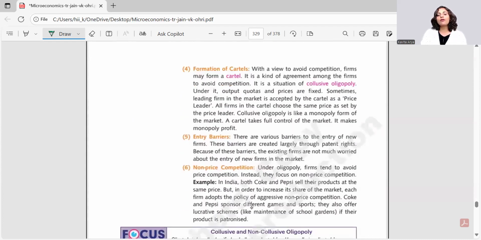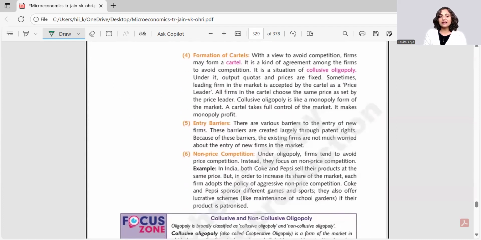Then we talk about the formation of cartels. Cartels, as I talked about, also become one of the major reasons of the monopoly market form. So to avoid the competition, right, they create cartels, they unite with each other, and that type of oligopoly is called collusive oligopoly. Collusive means if firm A and firm B are there in the market, they know that cutthroat competition would be just enhancing the benefit for the customers, but both of them would be losing.